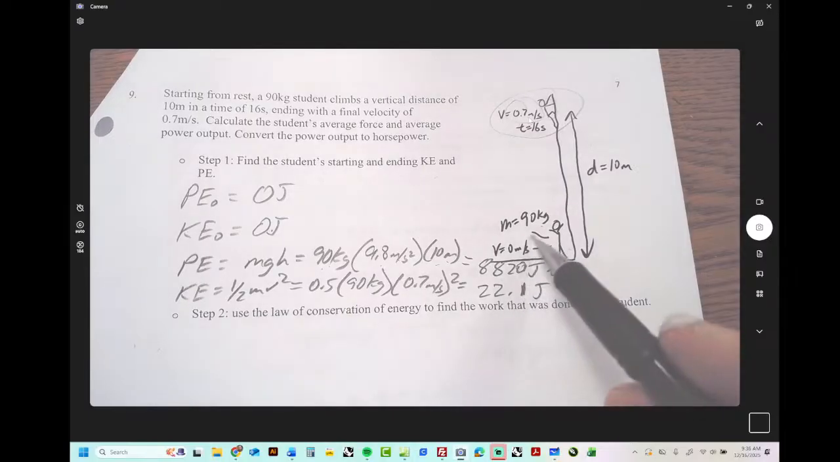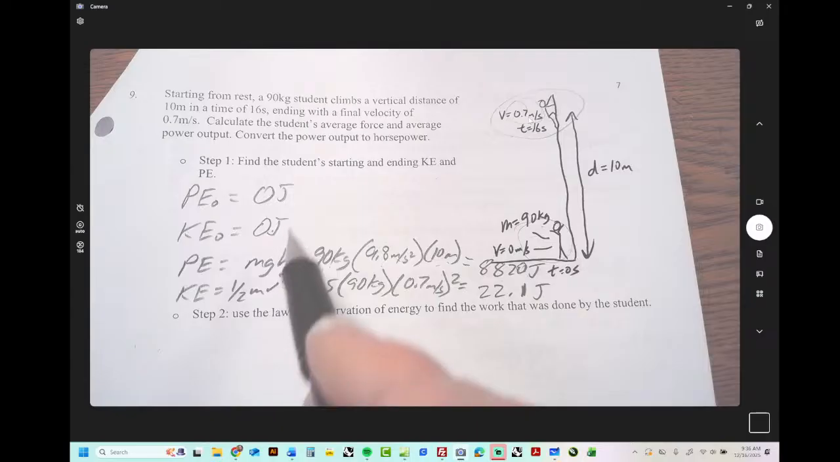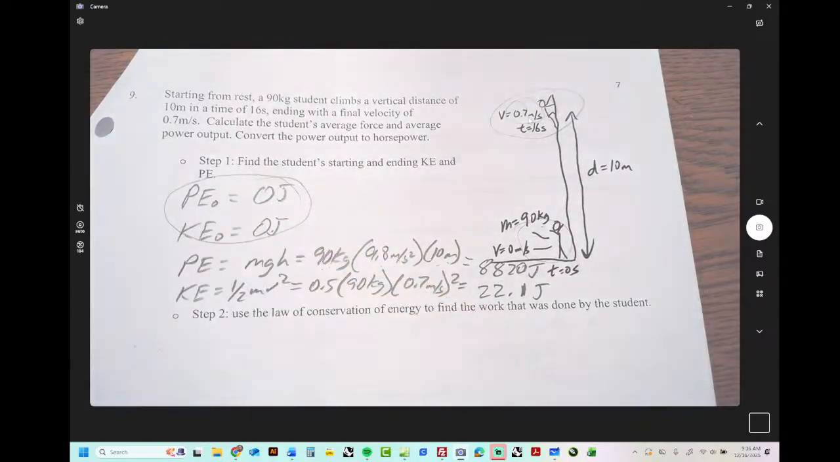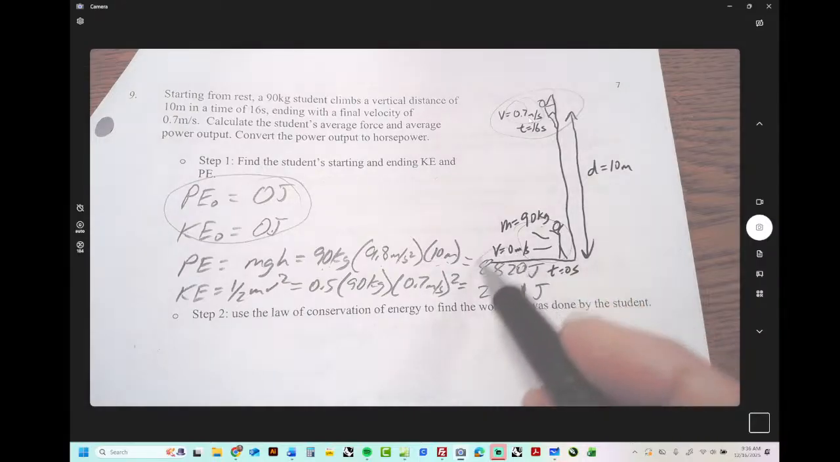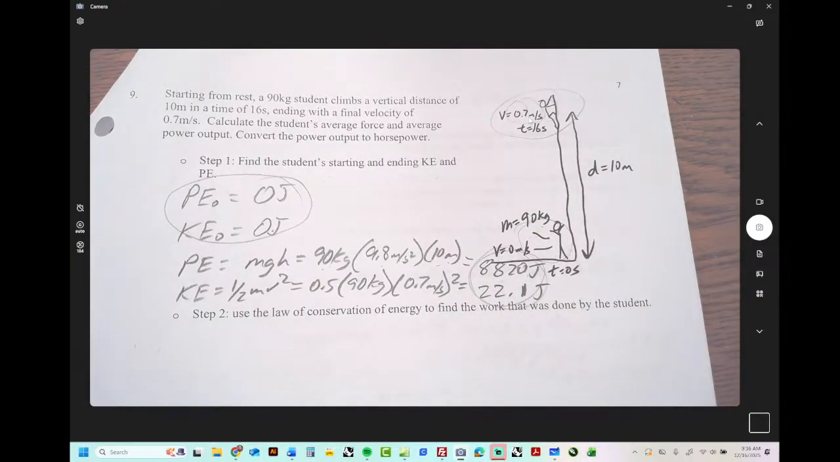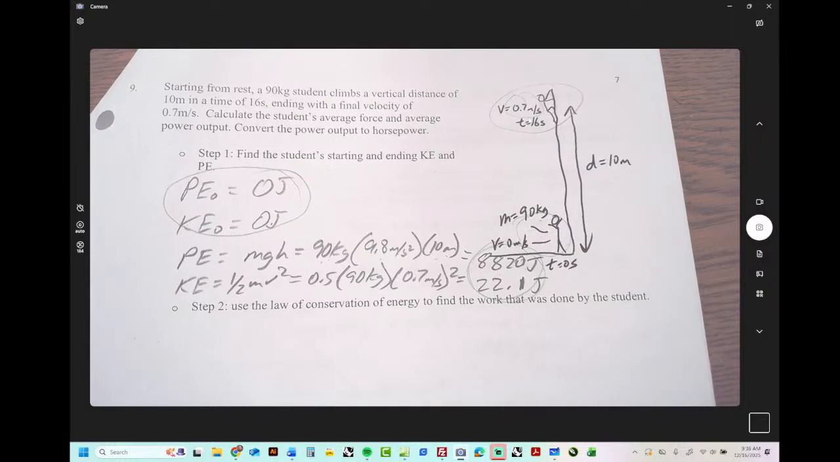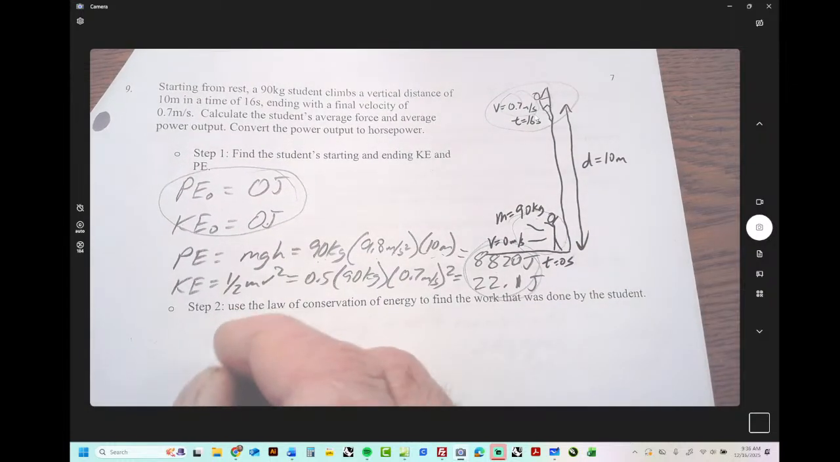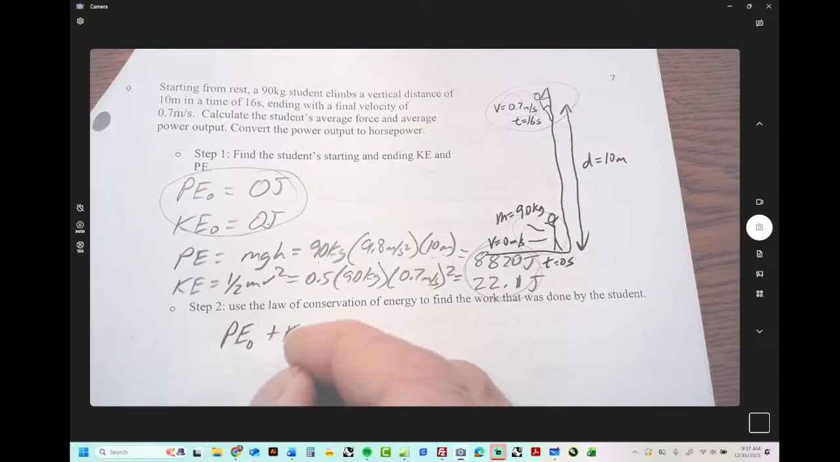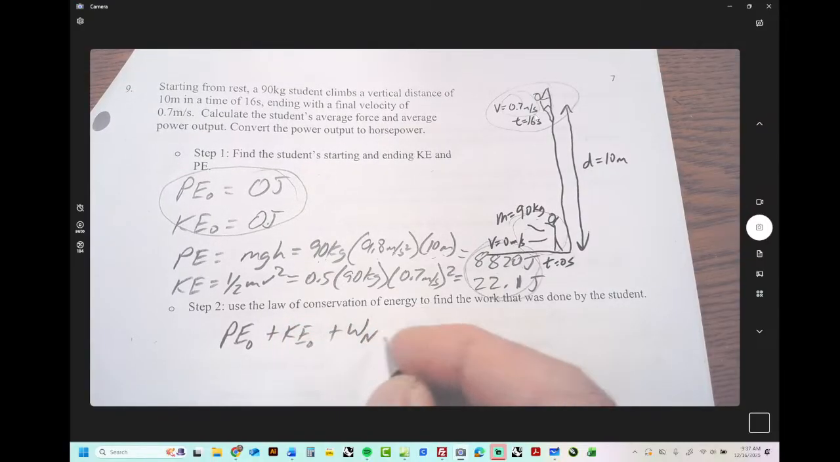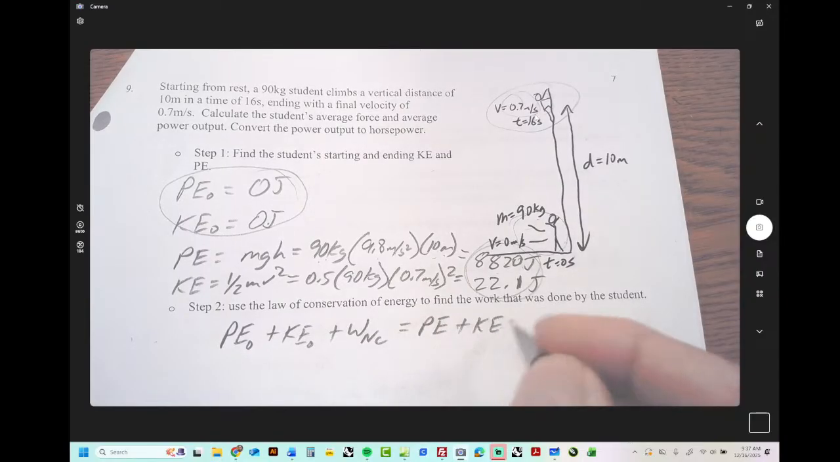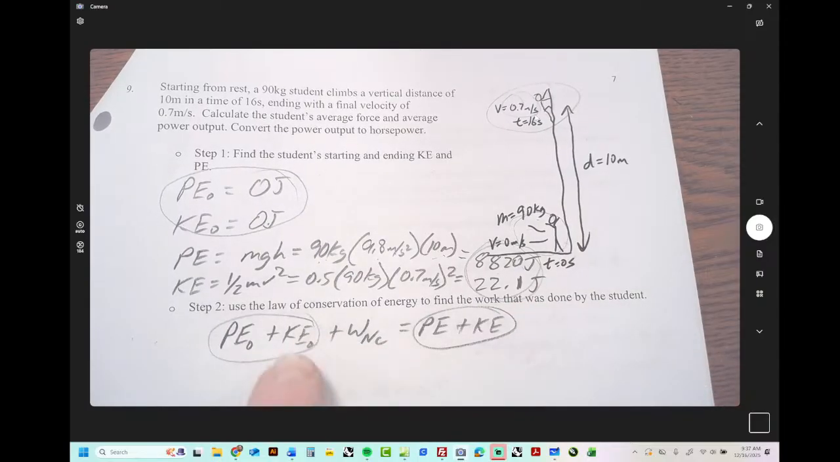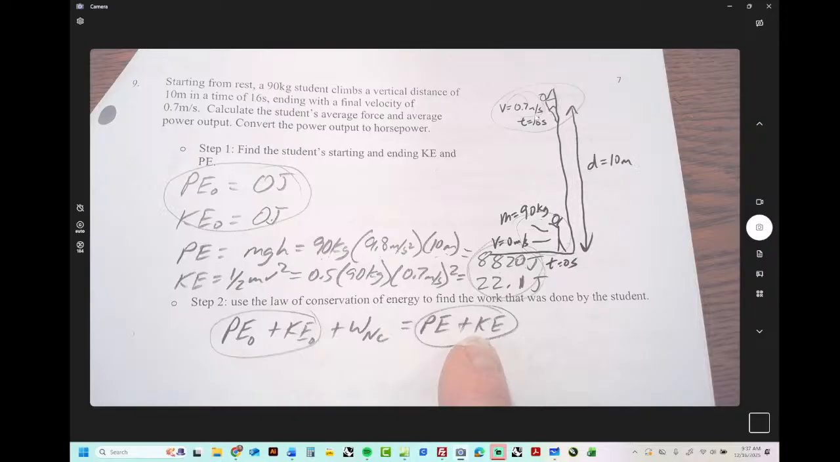So in the beginning, how much energy did they have altogether? 0. In the end, they had all this. Guess how much work was done? All of that. So I'm just going to write it out mathematically. This is the law of conservation of energy. So PE initial plus KE initial plus whatever work is done equals PE final plus KE final. This is just saying the total energy in the end and the total energy in the beginning, they're the same, but if they are different, it's because of either energy that's added or taken out.